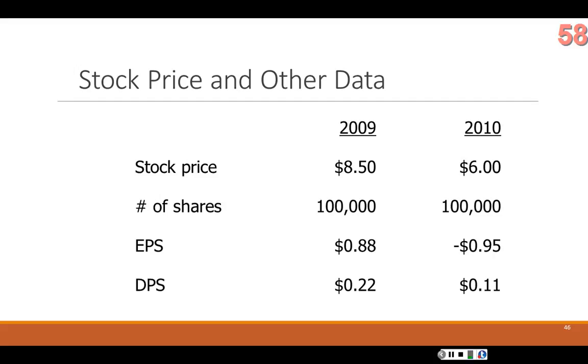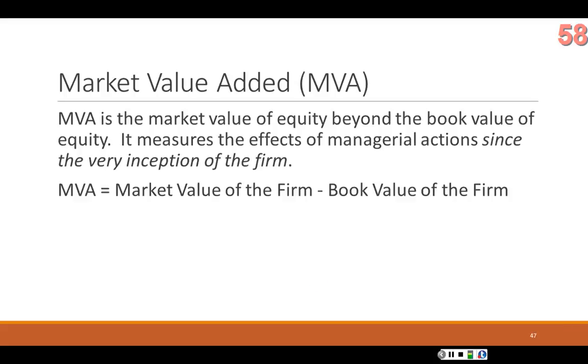So here we see that the stock price did decline in 2010. Earnings per share declined, and so did dividends per share. A second measure that we can calculate is market value added. Market value added is the market value of equity beyond the book value, and it measures the effects of managerial actions since the inception of the firm. And it's calculated as the market value of the firm minus the book value.